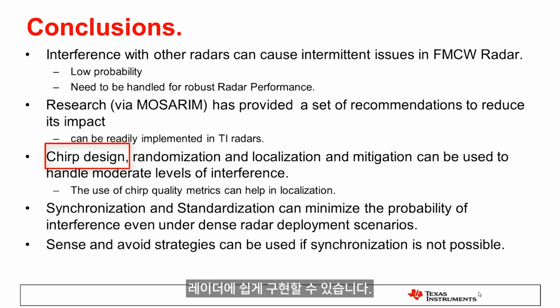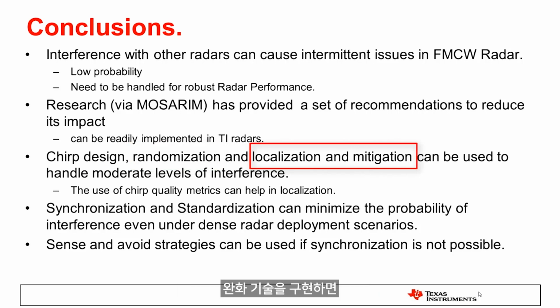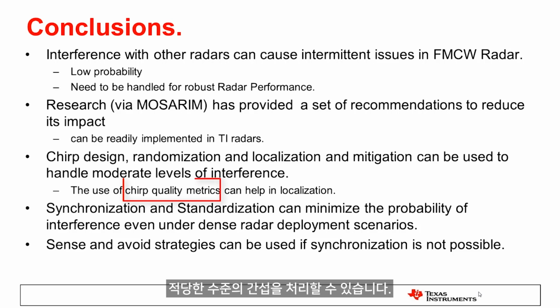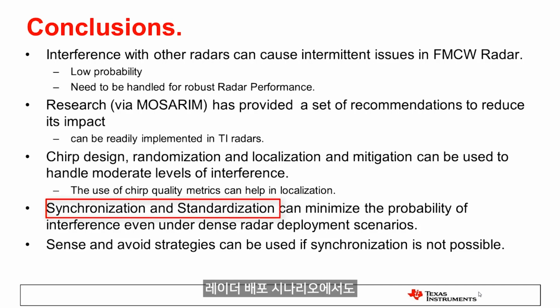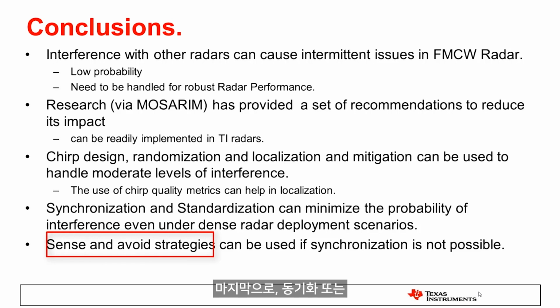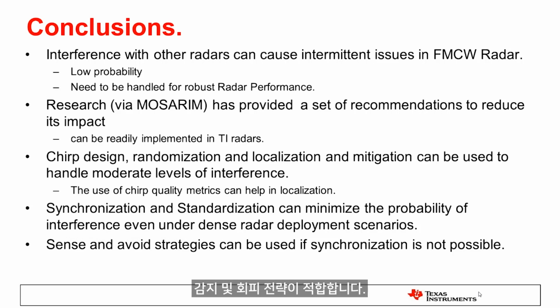By optimizing chirp design, by using randomization methods, and by implementing localization and mitigation techniques, we can handle moderate levels of interference. The use of chirp quality metrics provided by TI radars can help in localization. Synchronization and standardization options should be explored, as these can minimize the probability of interference even under very dense radar deployment scenarios. And finally, sense and avoid strategies make sense in cases where synchronization or standardization is not possible.